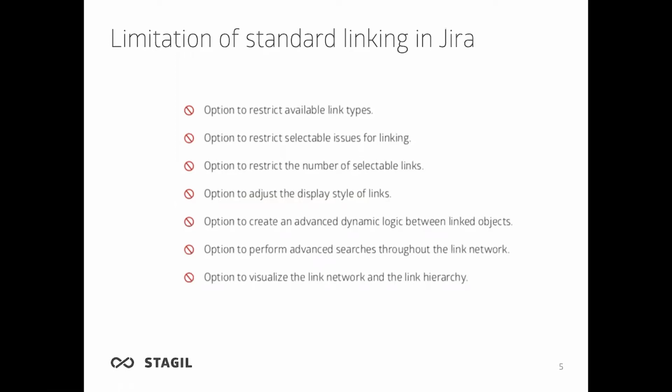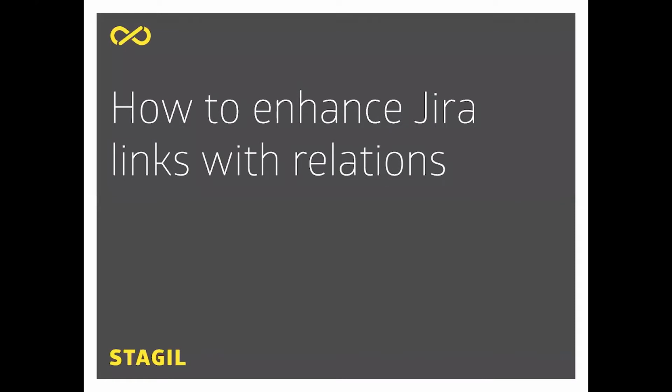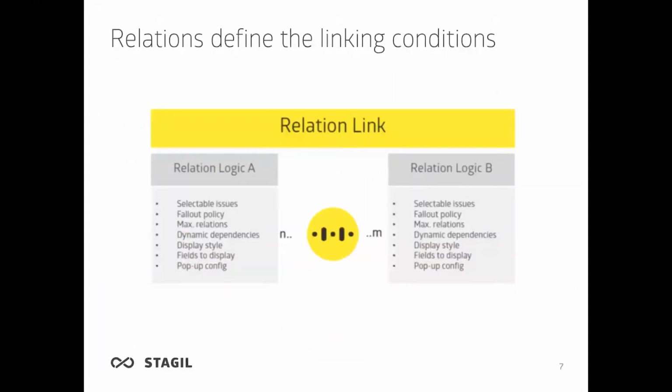So there are a couple of problems we try to address with STAGIL Navigation. For that, it's also important to understand how Jira links can be enhanced with relations, because the core of linking an issue is a relation between issues. If you want more sophisticated linking options, it's crucial to have more advanced relation configuration options, so that you can select the issues you want to relate with logic A and B.